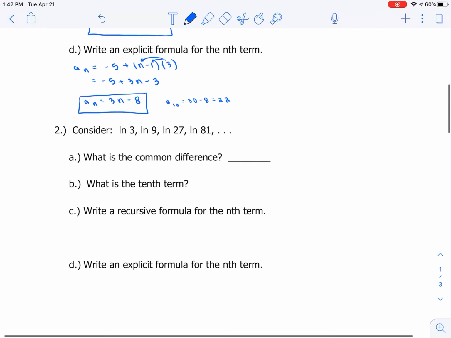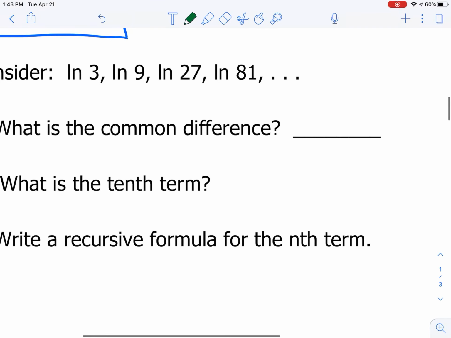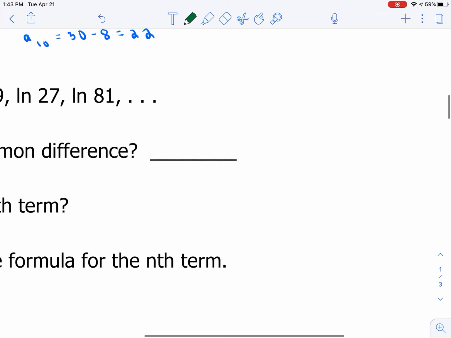Now, if you look at question 2, you're going to get thrown off because you're seeing natural log in the problem. And if I said, what's the common difference? I'd be like, wait, what? Huh? What you talking about? I don't know. So remember what I taught you guys about this little trick. If it's not obvious to you, take the second term and subtract the first.